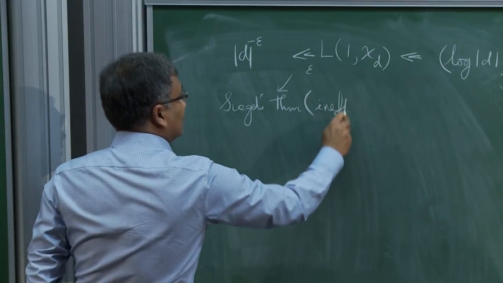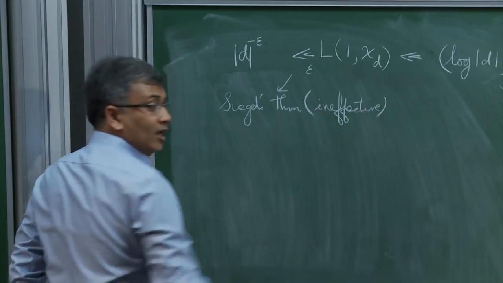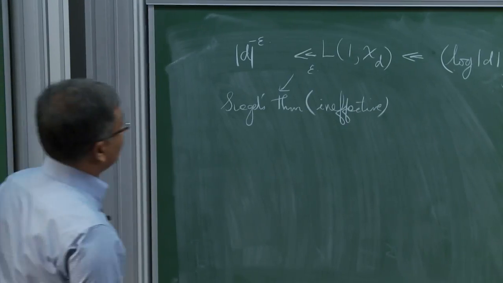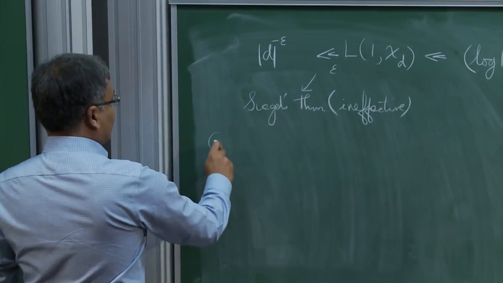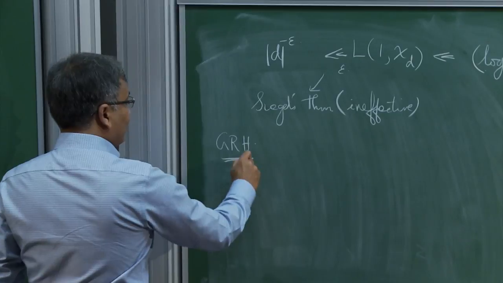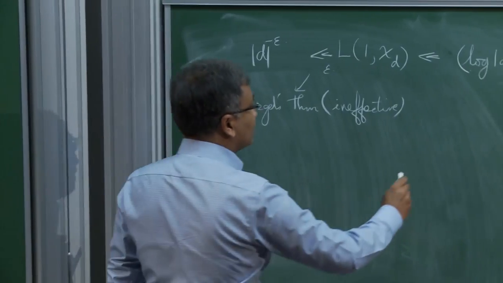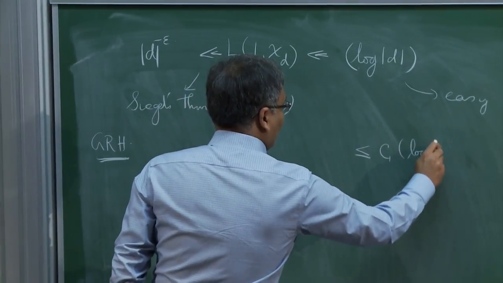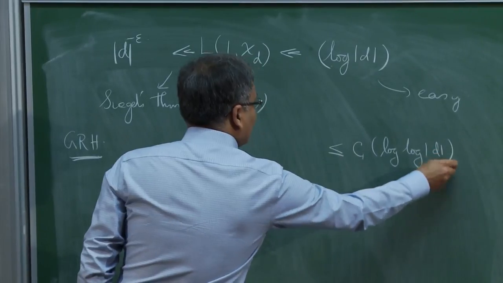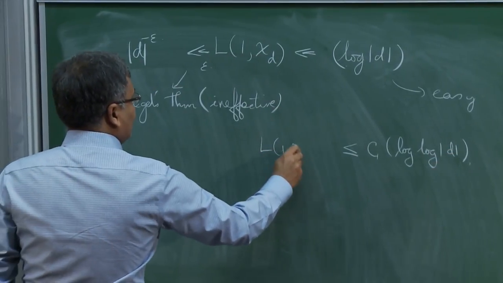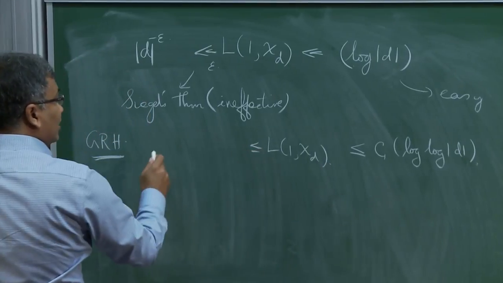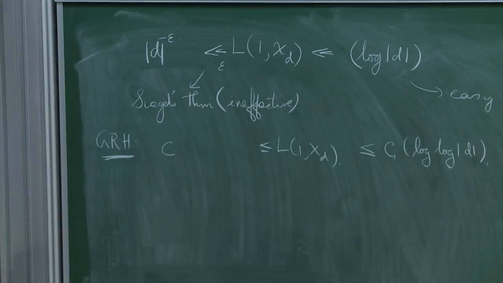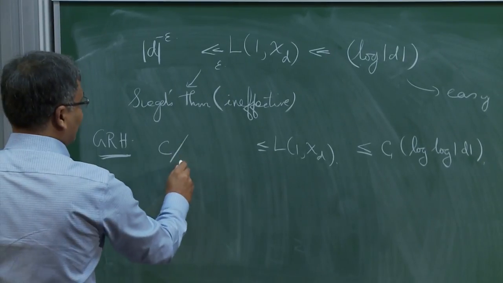Which is ineffective and remains an important open problem. But this is not the truth of what happens for L(1, χ_D). If you know something like the generalized Riemann hypothesis, then we have much better bounds. So we know that it's bounded at most by some constant times log log D, and some other constant times, so I'll write C everywhere, but the C might be different constants in each occurrence, C divided by log log D.